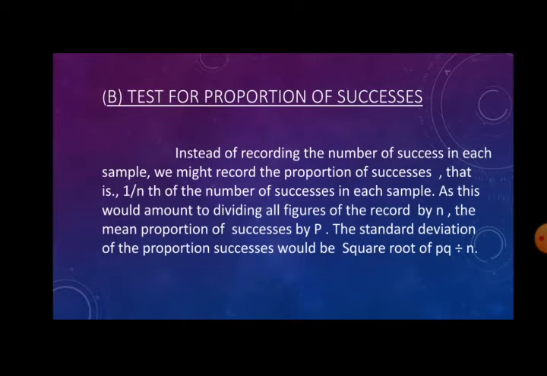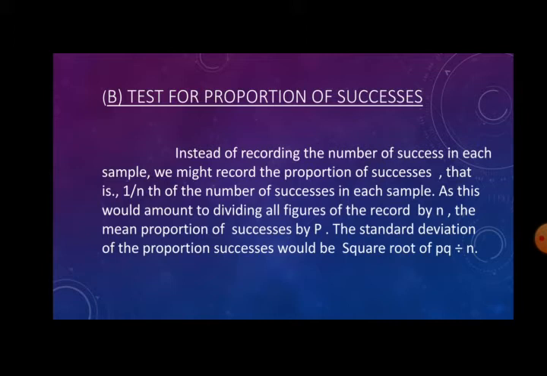Next, test for proportion of successes. Instead of recording the number of successes in each sample, we might record the proportion of successes, that is 1 divided by n times the number of successes in each sample, as this would amount to dividing all figures of the record by n. The mean proportion of successes is P. The standard deviation of the proportion of successes would be square root of PQ divided by N.